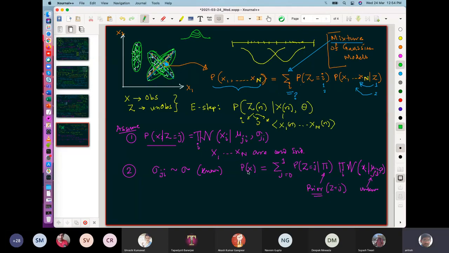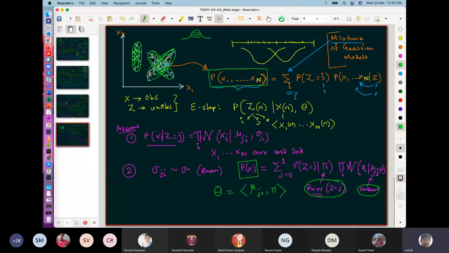So what they do is try to find the point probability, as we just discussed, by assuming these two are unknown, the prior and the mu ji. That means the theta value that they are trying to seek will depend on mu ji and pi. So these two are the assumptions to go for the maximization step.